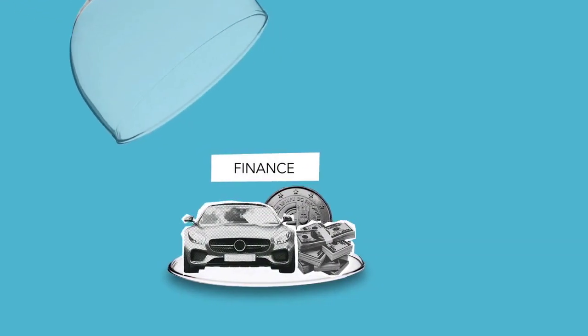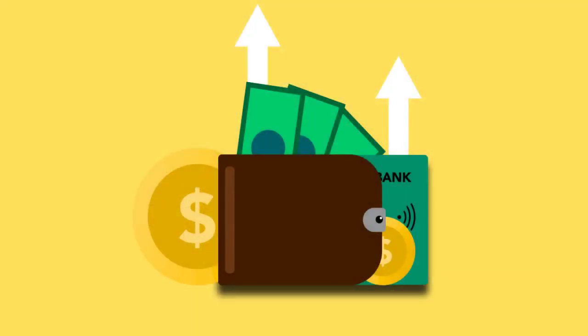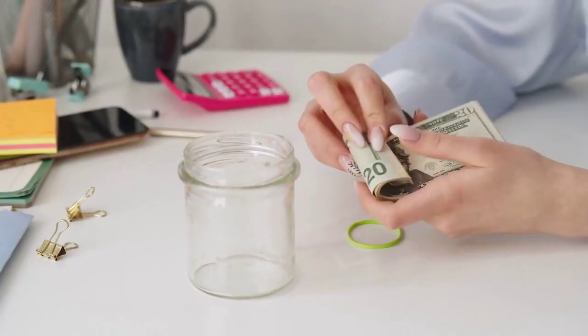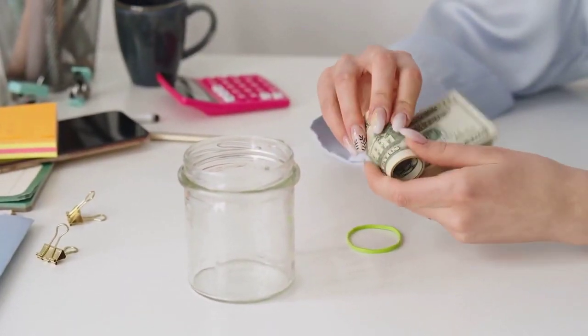Step 6. Keep an eye on your budget. Track your spending regularly. Review your budget monthly and make changes if needed. Budgeting is a simple way to take control of your money and work towards your financial goals.